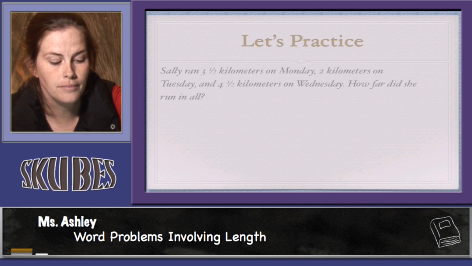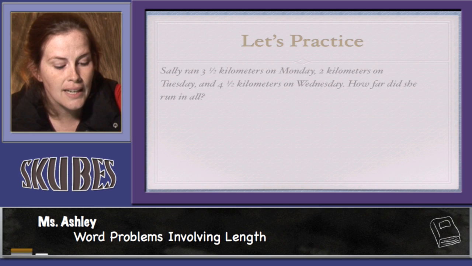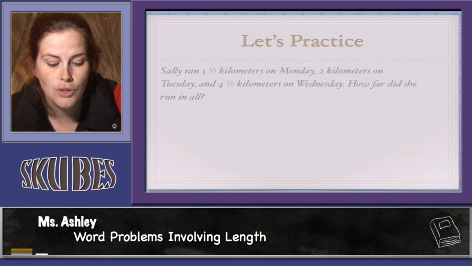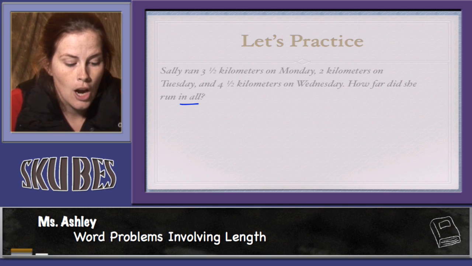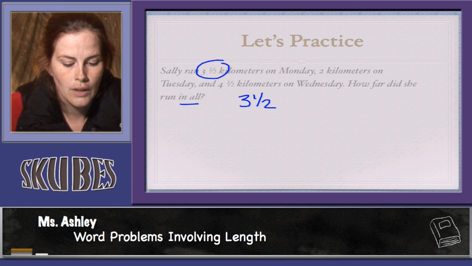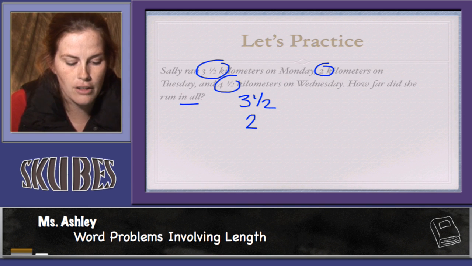Let's look at another one. Sally ran 3.5 kilometers on Monday, 2 kilometers on Tuesday, and 4.5 kilometers on Wednesday. How far did she run in all? Well, in all lets me know that I'm going to be using addition. All right, let's look at what we know. She ran 3.5 kilometers one day. She ran 2 kilometers another day. And she ran 4.5 kilometers on the third day.